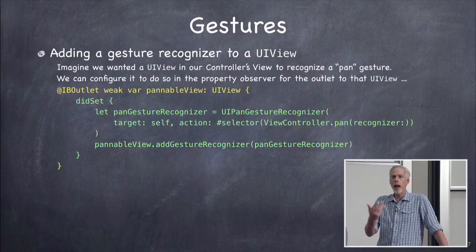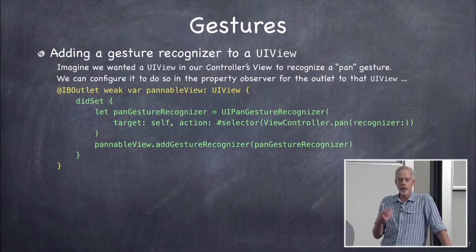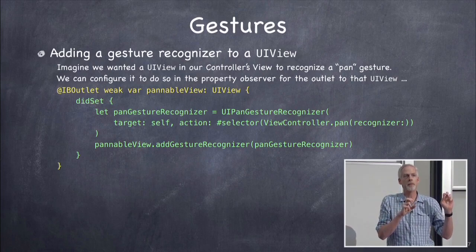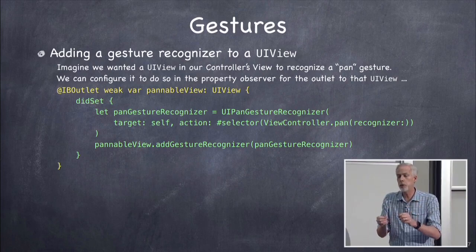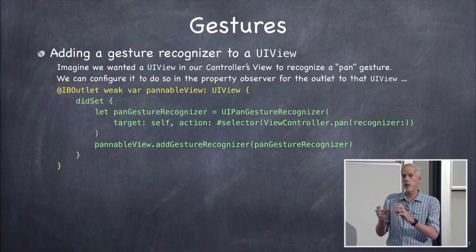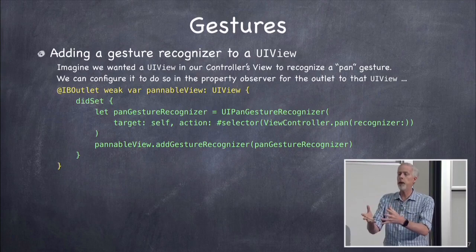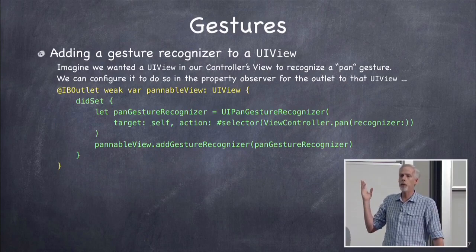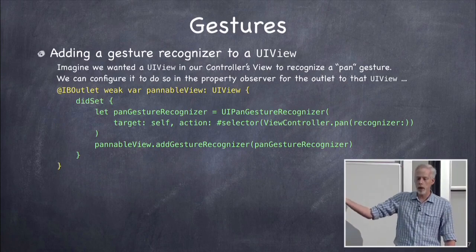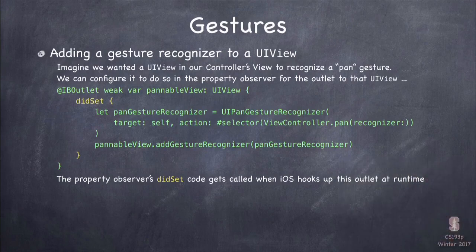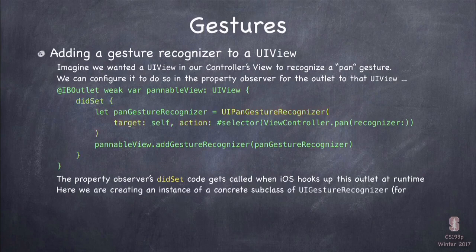A good place to add a gesture recognizer is in the did set of an outlet for that view, because that's as soon as you can get a hold of it anyway. iOS just set that outlet up for you, so now you've got a hold of that view, so now you can send a message to that view, add gesture recognizer. So here I have this var, this outlet, called panableView. This is the view that I want to add the pan gesture to. And you can see that in its did set, in other words, when iOS wires this up, I'm going to do this add gesture recognizer.